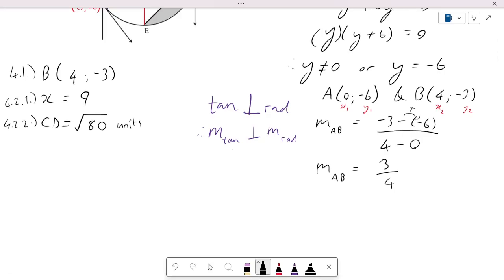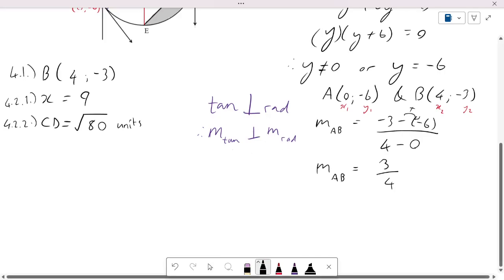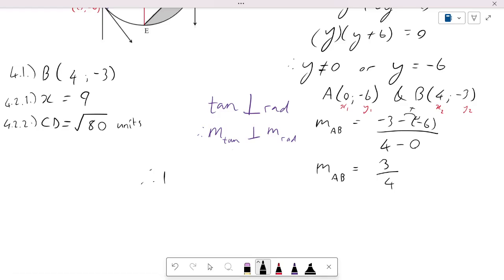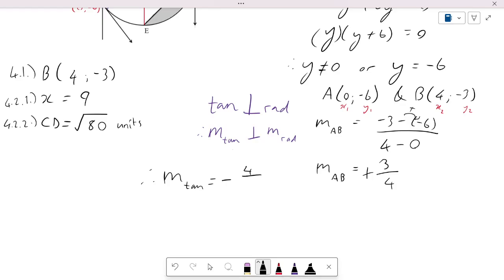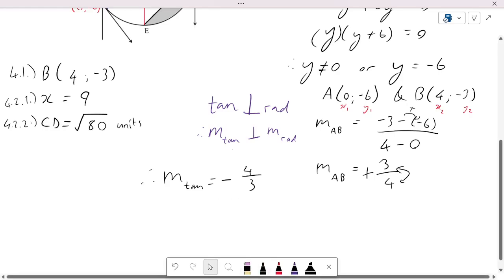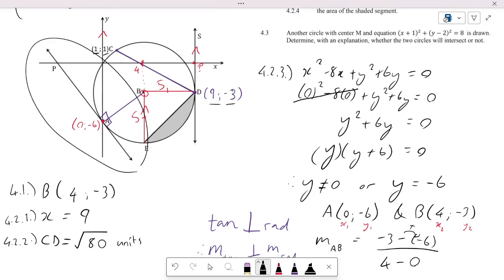And remember, now that we know the gradient of our radius, which is AB, therefore the gradient of the tangent is going to be equal to, remember this is a positive sign, and if we are finding the gradient of a perpendicular line, we are going to flip the sign to its opposite, and flip the fraction to its inverse. Therefore it's going to go from 3 over 4 to 4 over 3. And there we go. That's the gradient of this line right here.